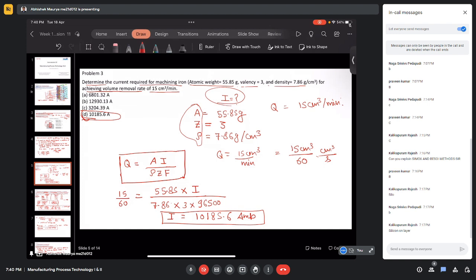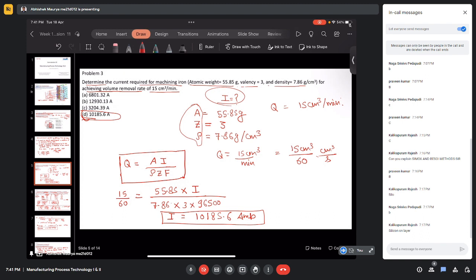Same assignment, question number 9. In a thermal machining process, the heat source used to remove material from the workpiece is: the options are light, plasma, and electric discharge. But actually, plasma, electrons, ions, and photons are the main heat sources in thermal machining. No, actually, all of them are there.